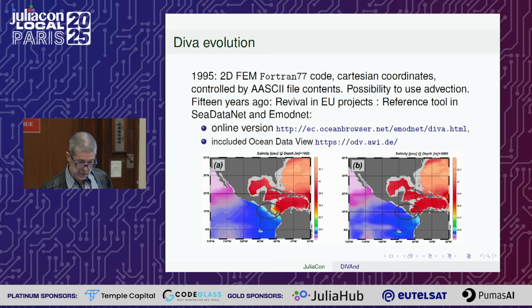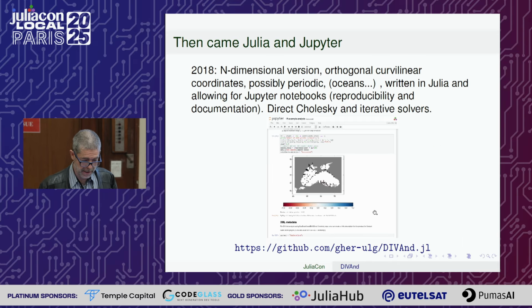And Rainer Schlitzer, the main developer, always shows this image. His old interpolation method again propagated information from the Pacific to the Atlantic, and with our new software, you just keep them separated naturally. And then, of course, came Julia and Jupyter, and we were asked a lot of times, can you make it more advanced and more dimensional, because this was 2D. And then, of course, Julia with n dimensions was the moment to try to make it more general.